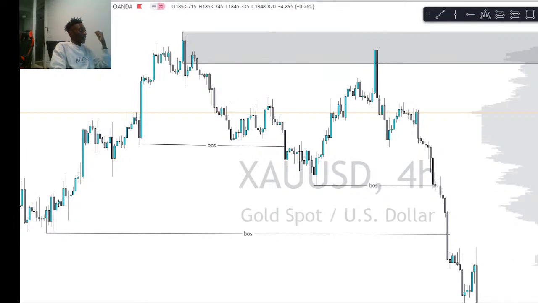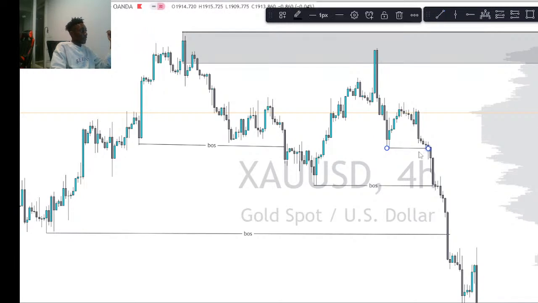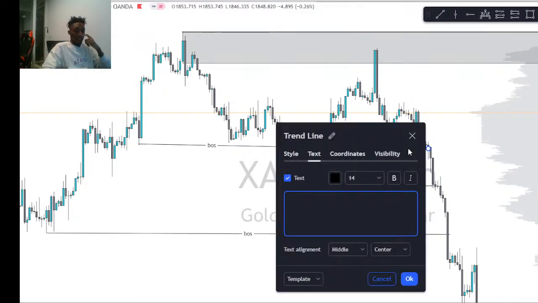But we can see that we missed this entry. We missed this entry. So we have a small break of structure here, and then we can just mark it break of structure.